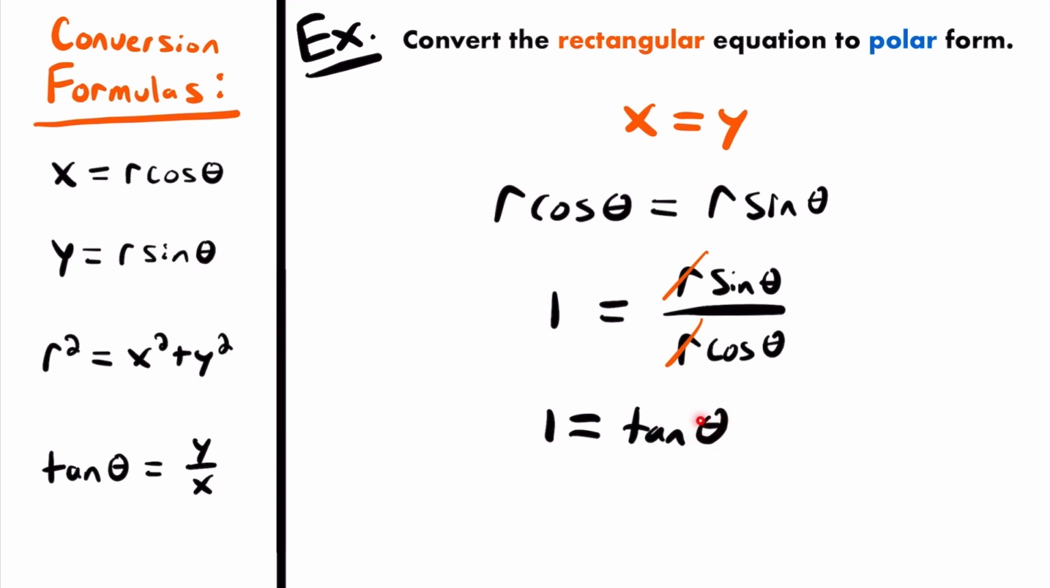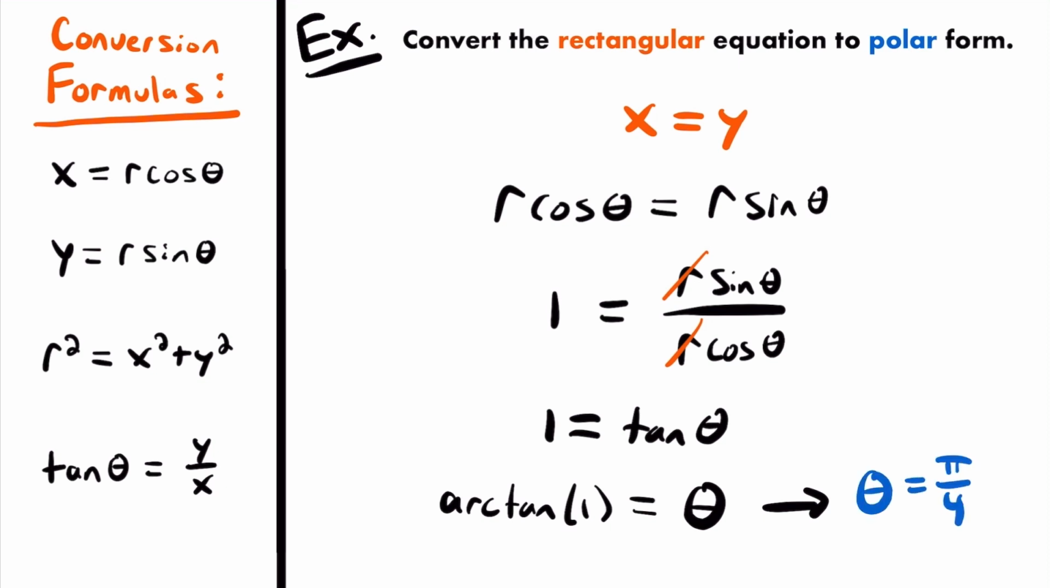And the way we can solve for theta is to take the inverse tangent function of both sides, or the arctangent function. And if we do that, we'll have arctangent of 1 is equal to arctangent of tangent theta. But since they're inverse functions, arctangent and tangent, they're just going to cancel each other out and leave us with theta. So we'll have that that's equal to theta. All right, and then to simplify, arctangent of 1 is just equal to pi divided by 4. So our final polar equation is that theta is equal to pi divided by 4.